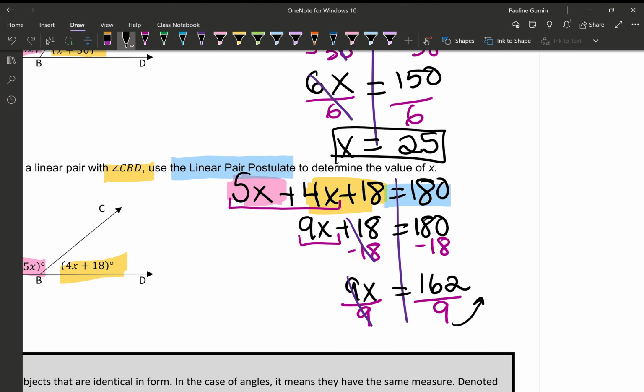And I have that x equals... oh man, I thought I was having a brain fart. I need to do this on my calculator. Oh, 18. I was doing it right. Okay. Life is good. X equals 18.